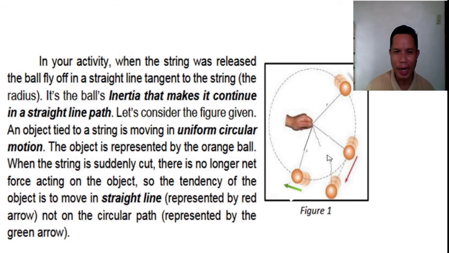An object tied to a string is moving in a uniform circular motion. The object is represented by the orange ball. When the string is suddenly cut, there is no longer a net force acting on the object. So the tendency of the object is to move in the straight line represented by the red arrow, not on the circular path represented by the green arrow.